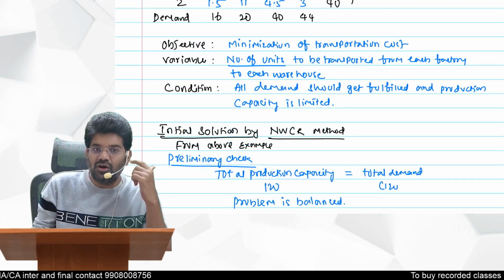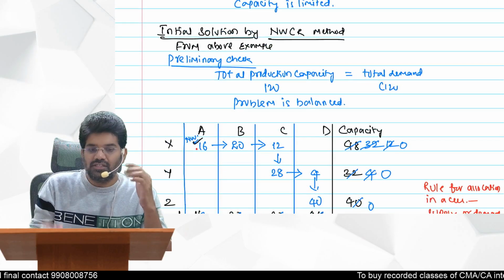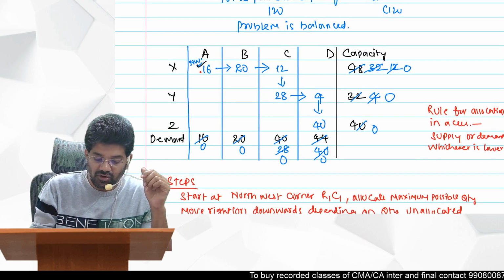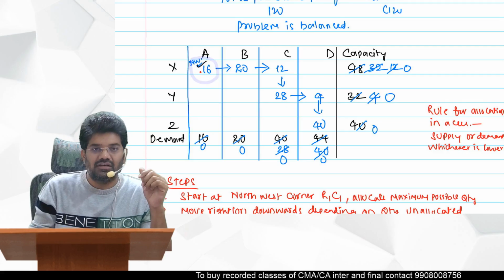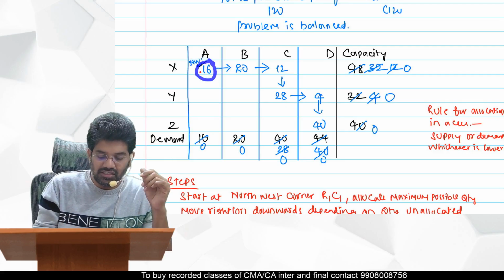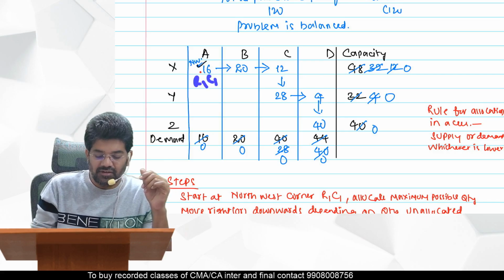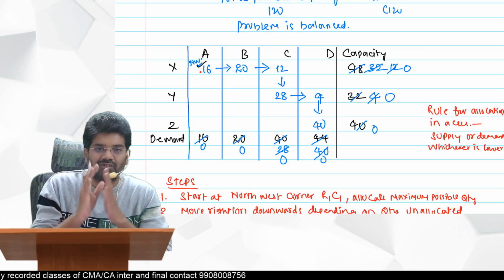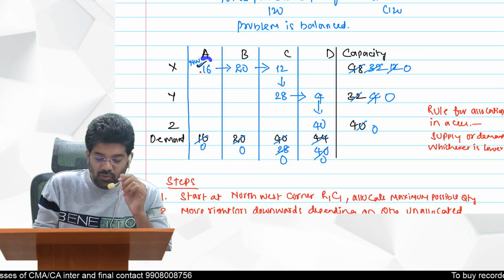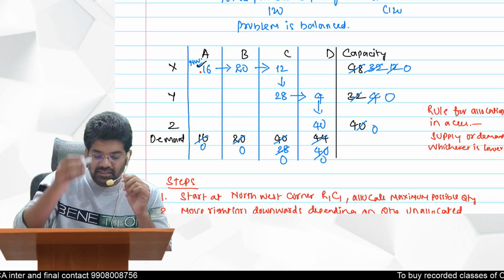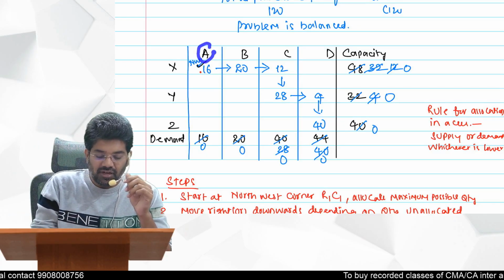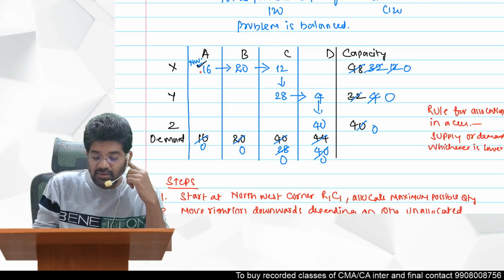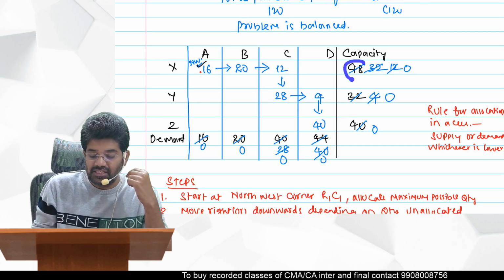Now under the northwest corner rule method, first you allocate the northwest corner. What is northwest? This is the northwest corner, called R1 C1. Starting from here we give the allocation. This is the starting point for us. What quantity can we allocate here? Warehouse A, what is the maximum demand? 16. And the maximum quantity that factory X can deliver is 48.